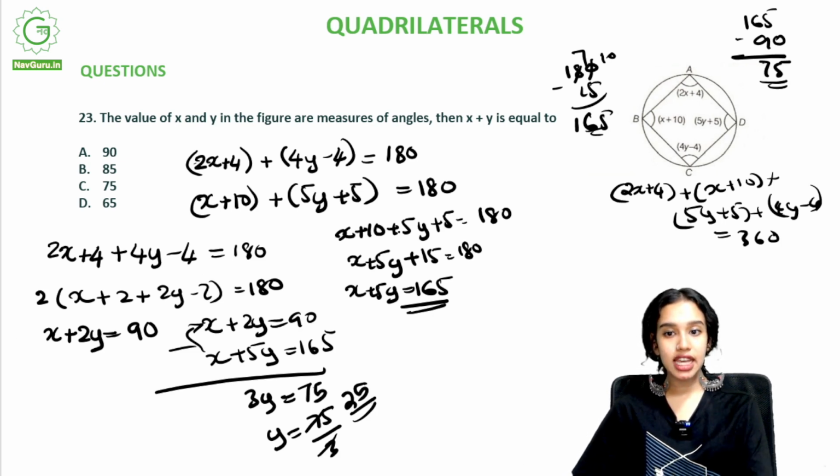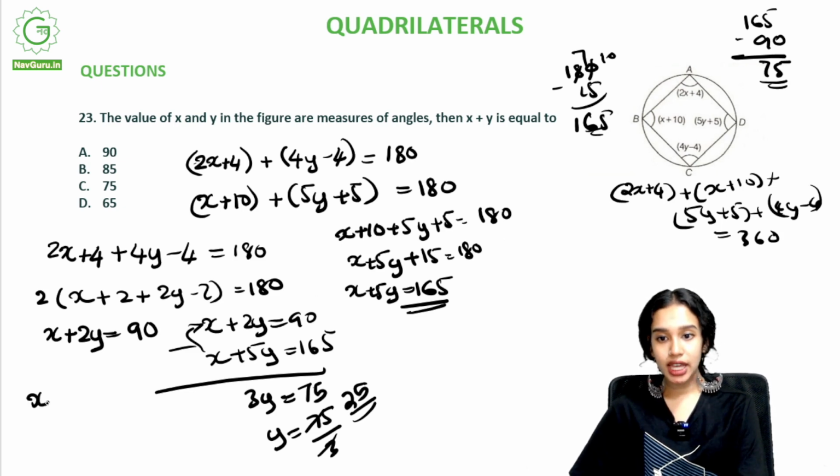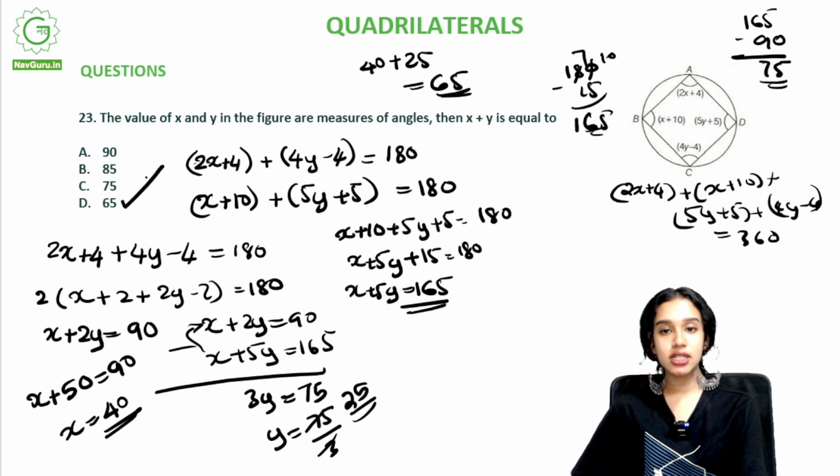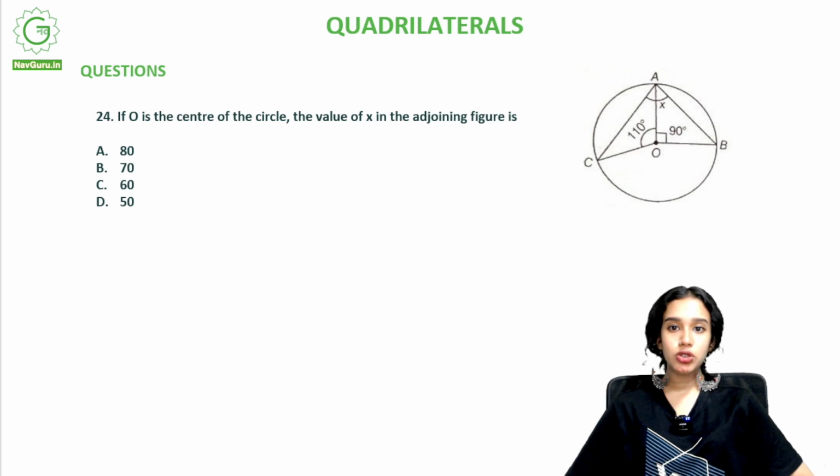So we know that x plus 2y is equal to 90. So y is 25, so x plus 25 into 2, which is 50, is equal to 90. So x is equal to 90 minus 50, which is equal to 40. So x plus 25 becomes 40 plus 25, which is equal to 65. So the answer for this question is 65. Let's move on to the next question.